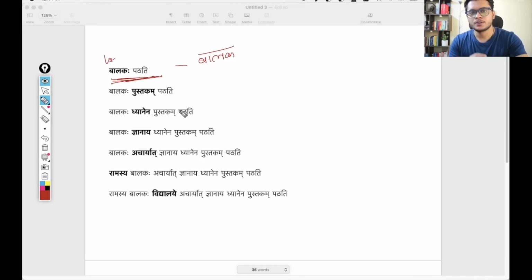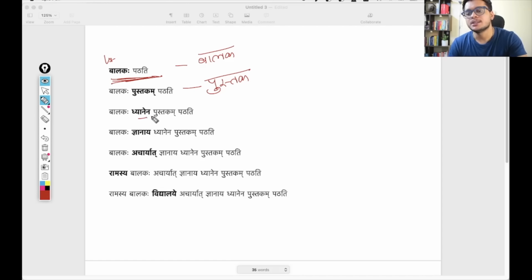Okay, moving forward, we will add something new. Balakah pustakam pathati. So here, what does balak study? So an object comes in the sentence now. That object is pustak, and that's why the base word pustak changes into pustakam, because it is the object now. Balakah pustakam pathati.